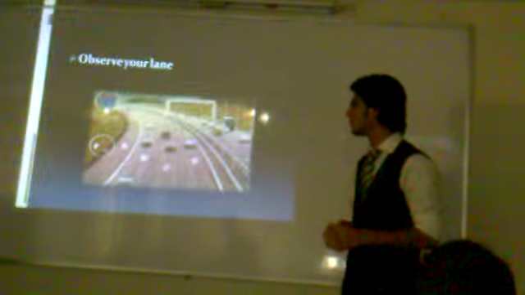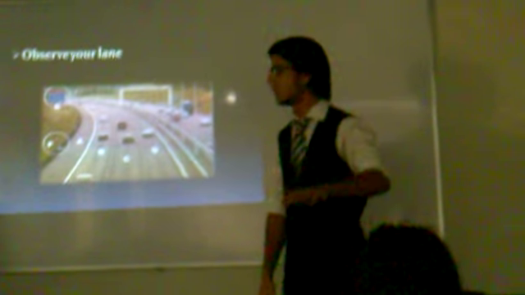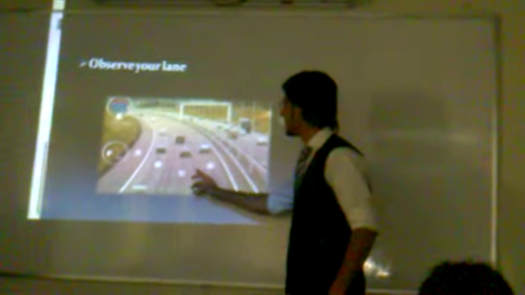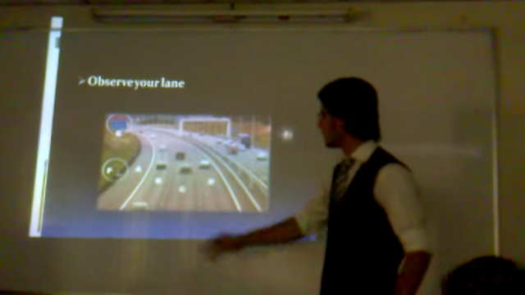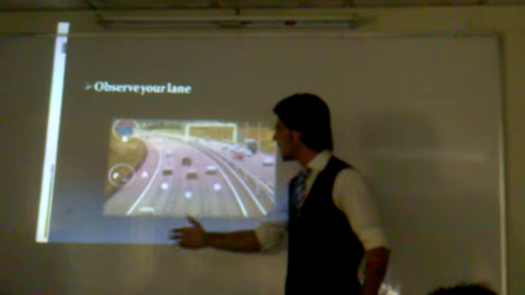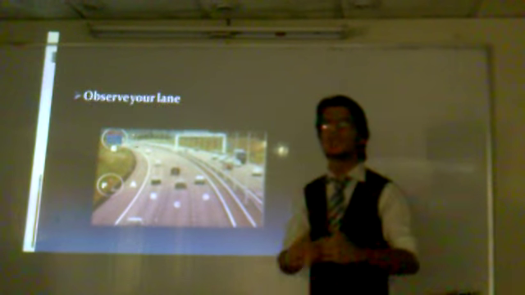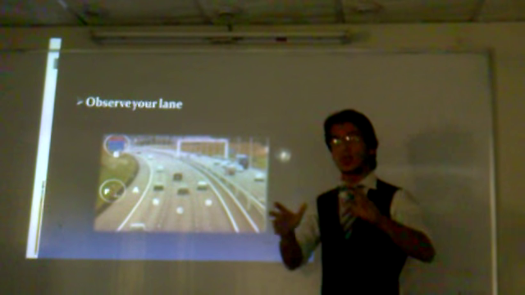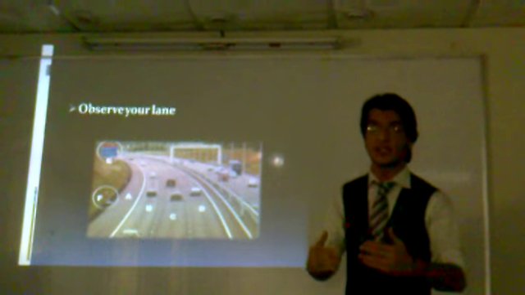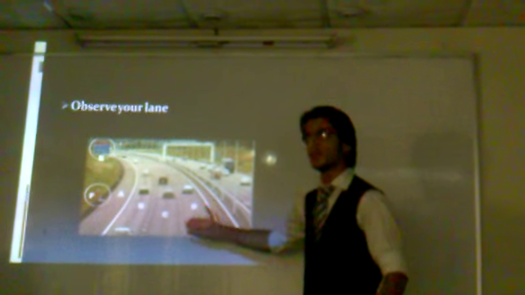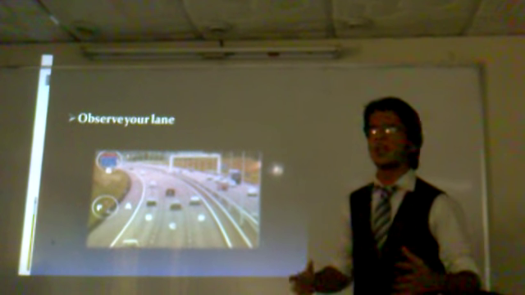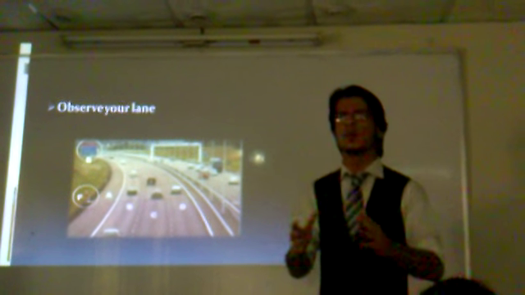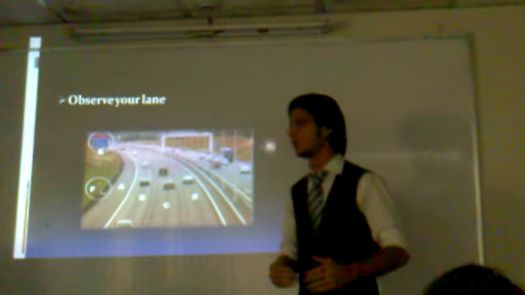To the next slide. Now observe your lane. You should also observe your lane while driving. Consider the slide. There are 3 main lanes in this road. Mostly, the first lane has the highest speed, the medium lane has the medium speed, and the last lane has the minimum speed. Now you should observe your lane according to your acceleration. If your acceleration is highest, then you should be in that lane. If your acceleration is medium, then you should be in the medium lane. Simply, I mean to say that you should observe your lane according to your acceleration. Please.